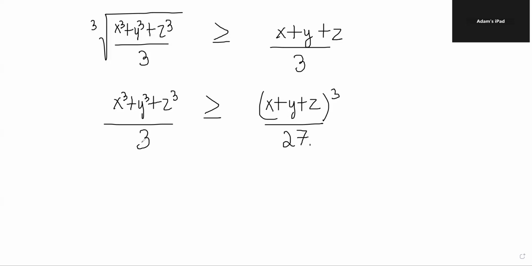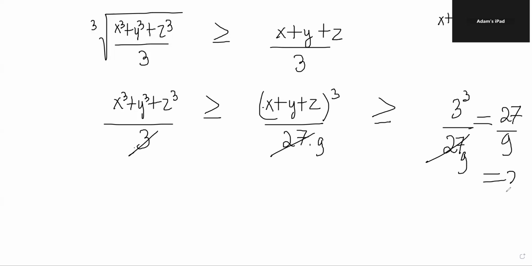So basically now you can get this 3 to this side and you get a 9 here, right? And that is greater than or equal to 3 cube by 9, because we already showed that X plus Y plus Z is greater than or equal to 3 earlier. So that is equal to 27, not 3 cube by 27, it's 3 cube by 9. So it becomes 27 by 9, which is 3. So this thing is greater than or equal to 3 for sure, if this is true.